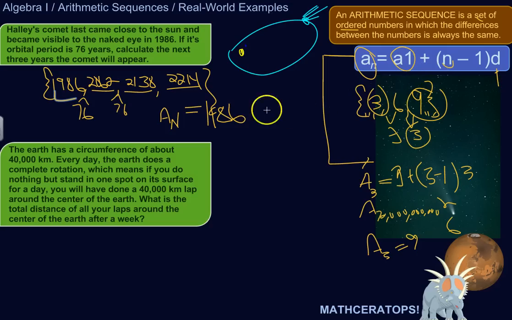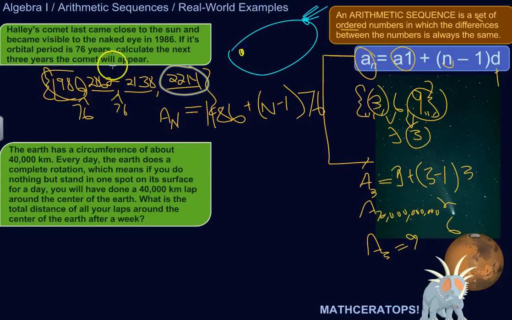So the starting term plus n minus 1 times the common difference, which is 76 years. So if you consider this the starting place, which we are, this will be the fourth term relative to that starting place. So, yeah. Okay, one more.